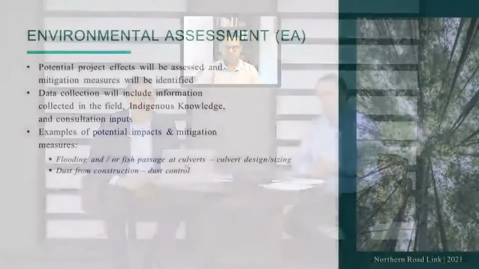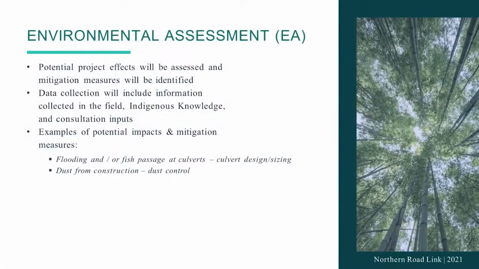So just to give you an example of when I talk about potential impacts and mitigation measures, just to give you a better idea of that, an example might be flooding or fish passage at culverts, at water crossings. One of those mitigation techniques might be to ensure that the culvert is designed properly and sized properly to be able to accommodate the volume of water that is modeled to flow through there. Another example might be dust from the construction process, by using dust control methods, watering roads, etc.